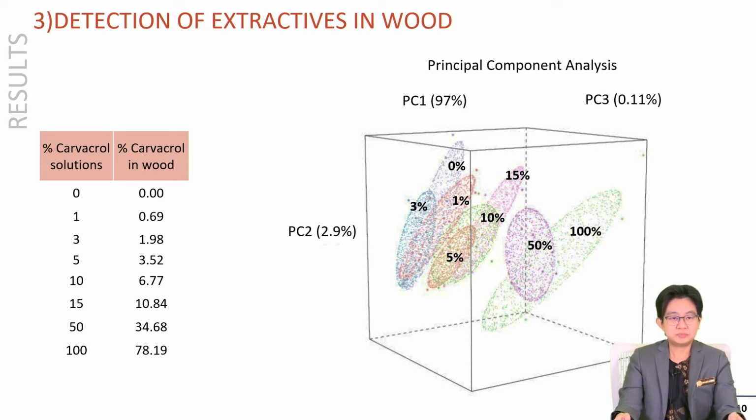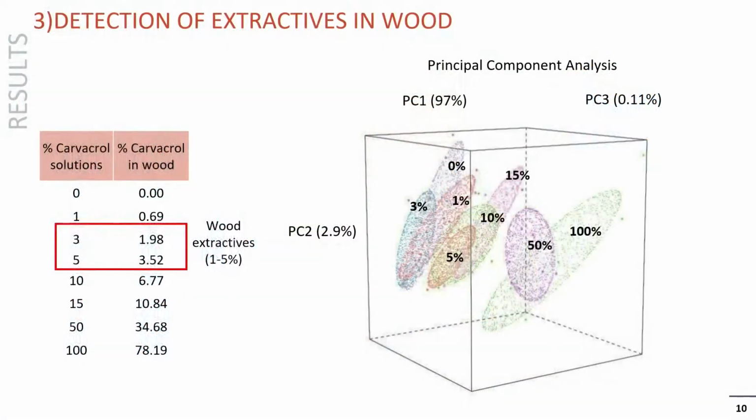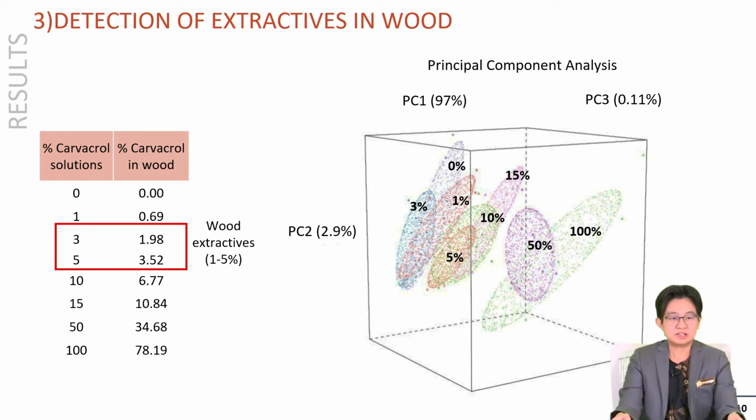So when we ran the principal component analysis on these samples, we discovered that it can differentiate between the lower concentrations, like the 3 and 5% of carvacrol, in the principal component analysis. And based on the result, almost 97% of the variability in our test is contributed by the existence of this carvacrol inside the samples. However, some of the concentrations overlapped and make it a bit difficult for us to differentiate between the concentrations.